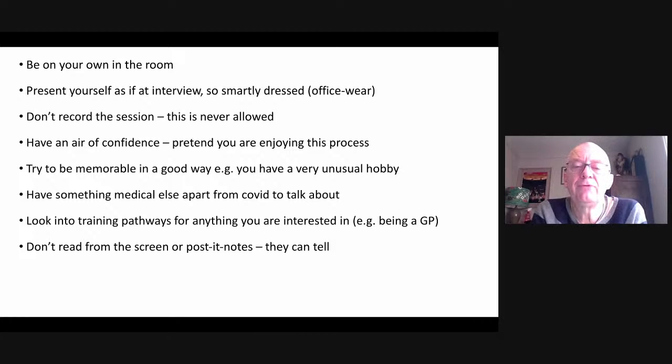Something else medical apart from COVID to talk about. So, the thing about GPs, for example: why is it the majority of GPs only work part-time? I'm interested in that.